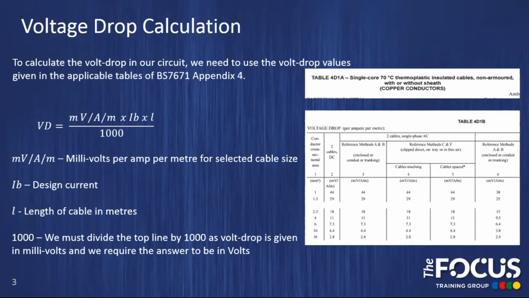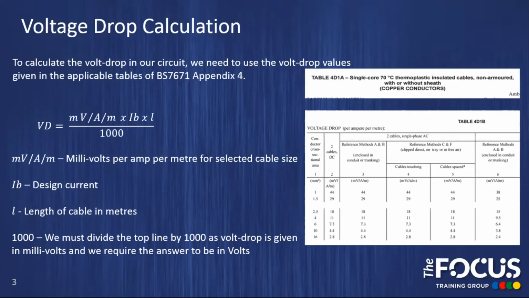The numbers shown in each column and corresponding with the circuit conductor size are the voltage drop per amp per meter, and this is given in millivolts. So for example, if we look at 2 cables single phase AC in reference methods A and B, for a 1.5mm squared conductor, the millivolts per amp per meter value would be 29.